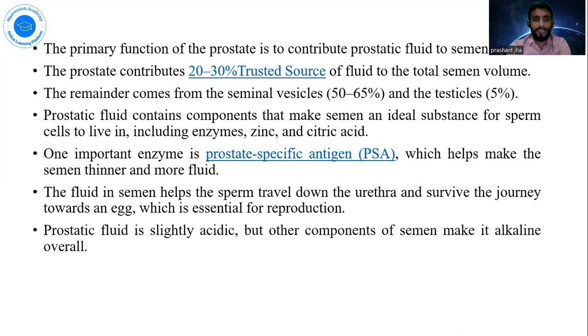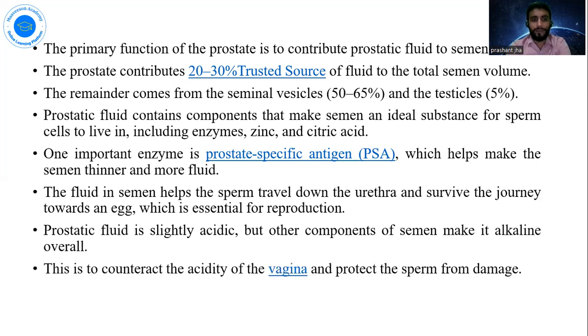The prostatic fluid is slightly acidic, but other components of the semen make it alkaline. And this is to counteract the acidity of the vagina and protect the sperm from damage.